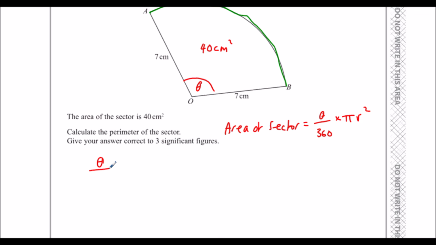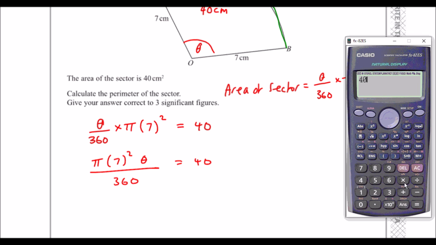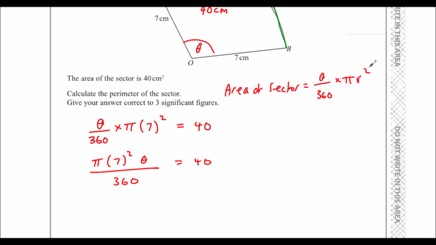So let's use this area of a sector formula. So we're finding this theta, this angle, times pi times the radius, which is 7 squared, equals 40. We can think of this as all one term. So it's kind of like pi times 7 squared times theta over 360 equals 40. It's all multiplied together. So to get theta by itself, we need to multiply both sides by 360. So 40 times 360 equals 14,400.